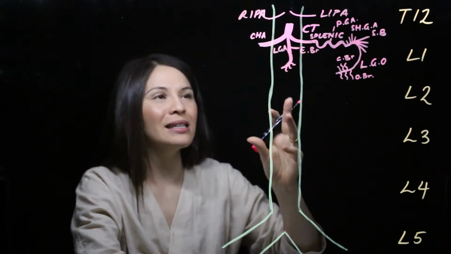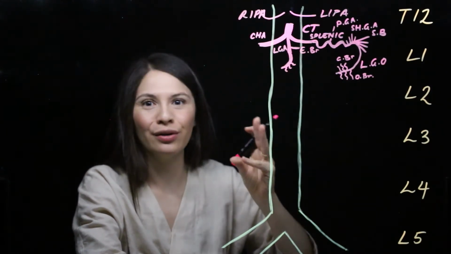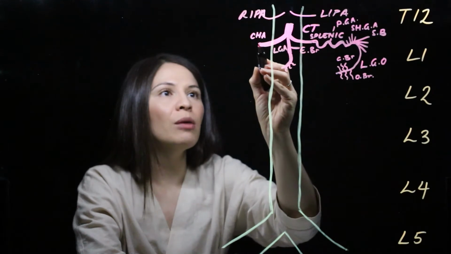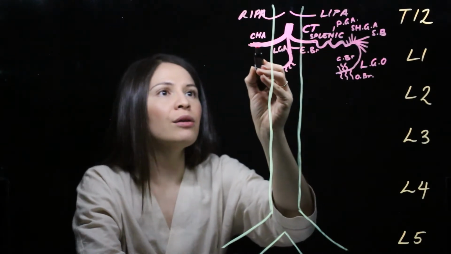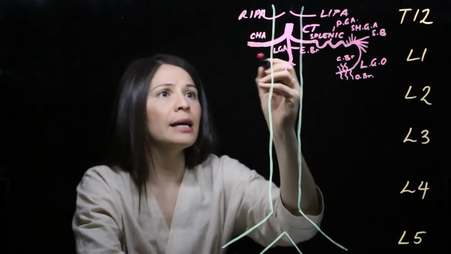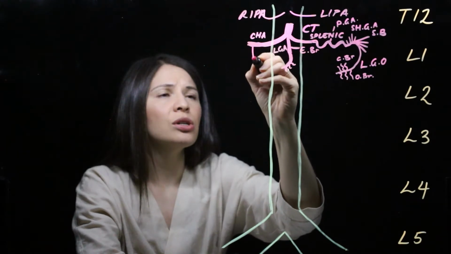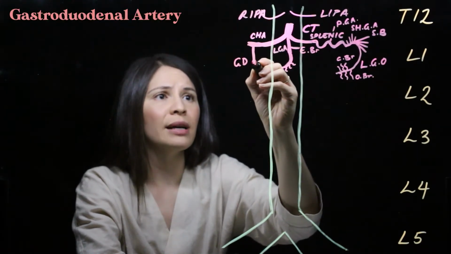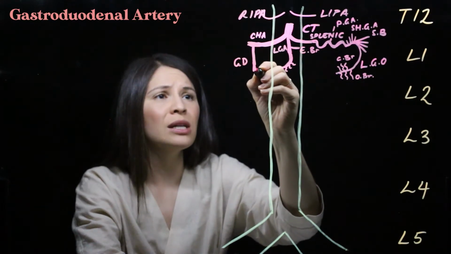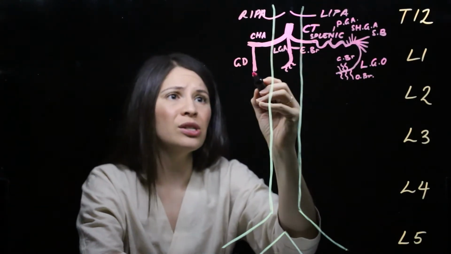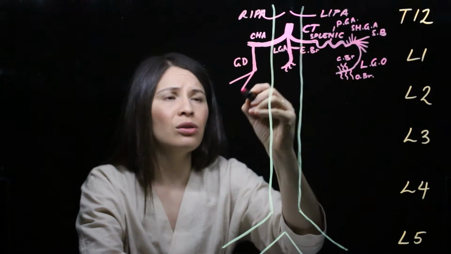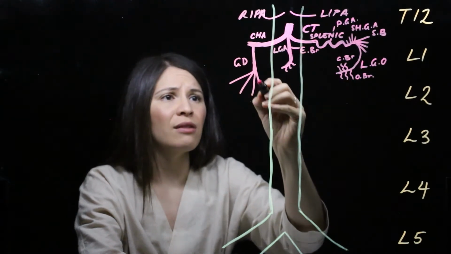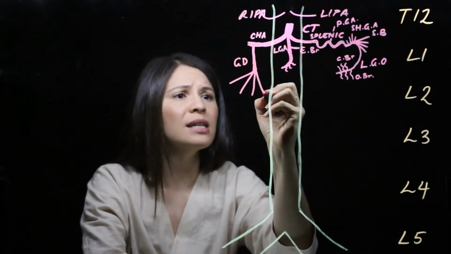Okay, so let's now follow the common hepatic artery. Hepatic means liver, and this is the main artery that is going towards the liver. So we have the common hepatic artery going over to the right-hand side of the body, and it gives off a branch running downward, which is the gastroduodenal artery. And the gastroduodenal artery has four major branches, 1, 2, 3, and 4. And we'll start with this one over here.